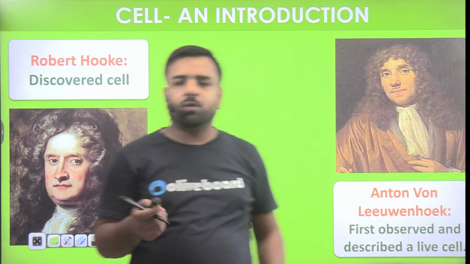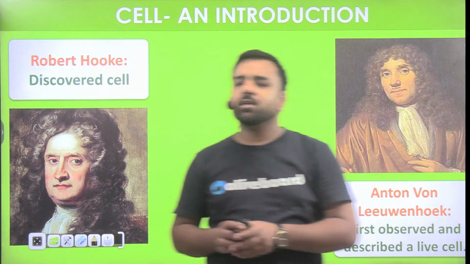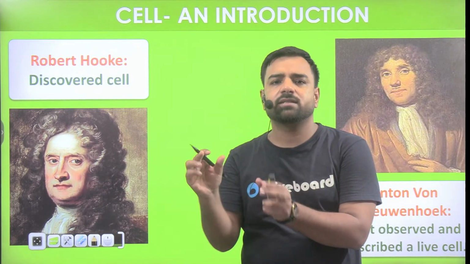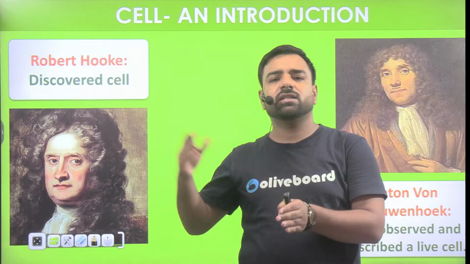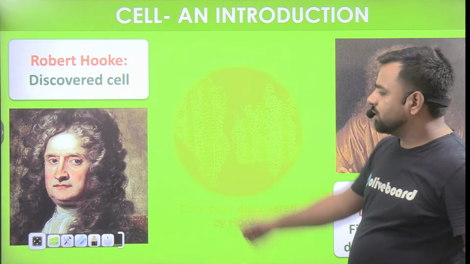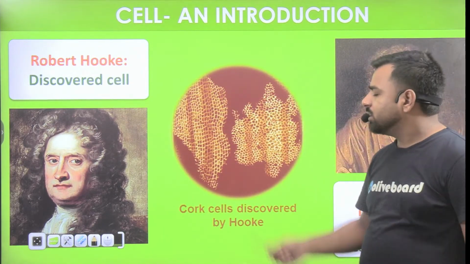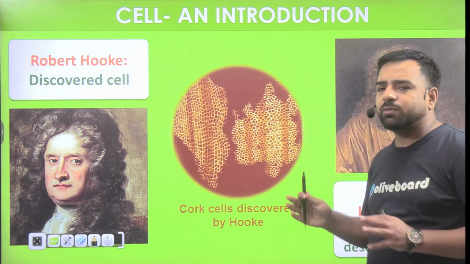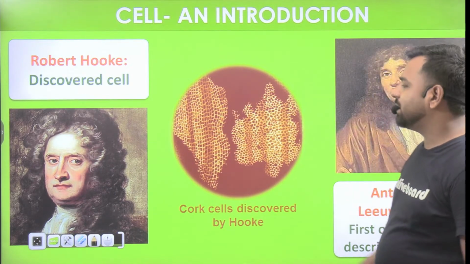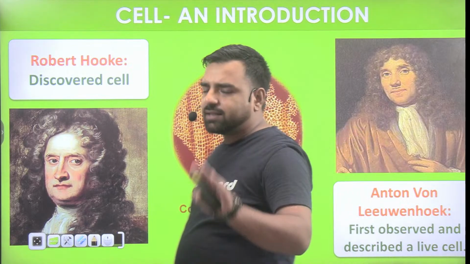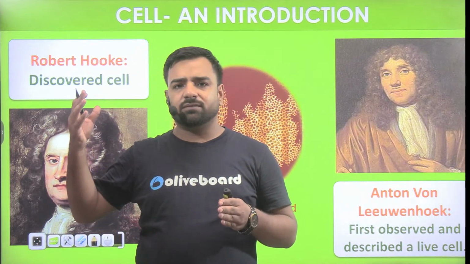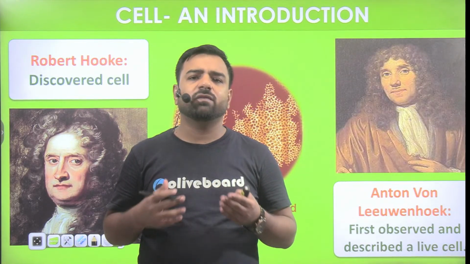We were talking about that cork, right? In the cork there were some compartments which looked like rooms, from where the cell name was derived. Just have a look. Robert Hooke found in the cork these compartments which looked like a honeycomb structure. So from here the cell name was derived. But at that time the microscopes were not of that level. The electron microscope and all were discovered later.